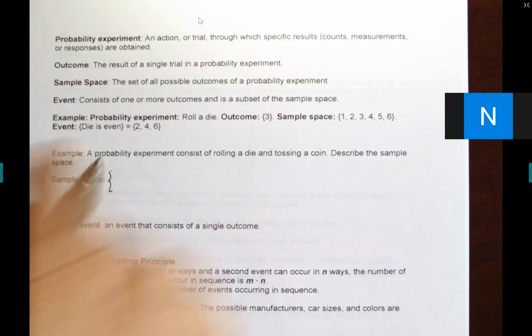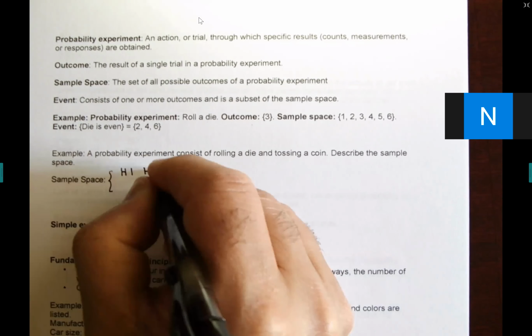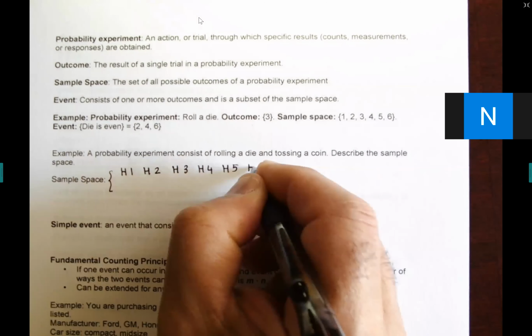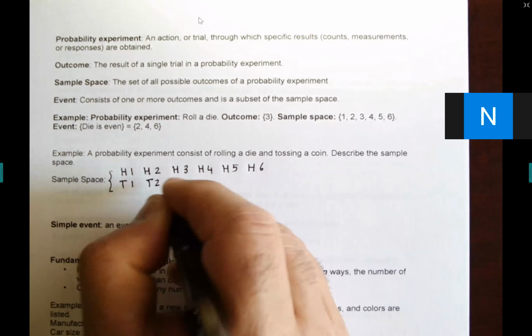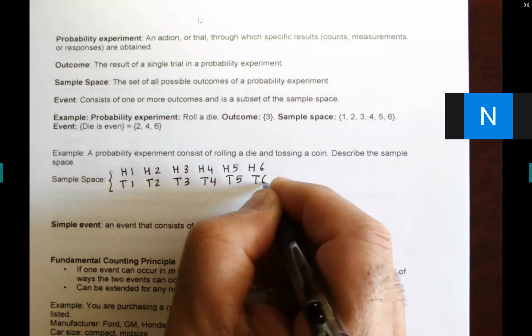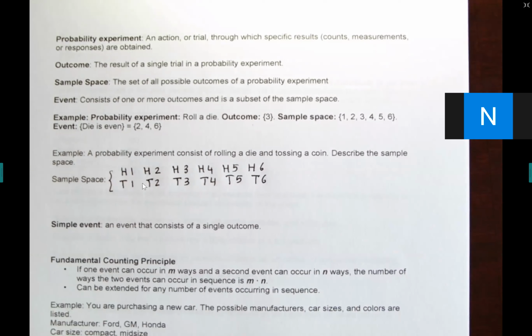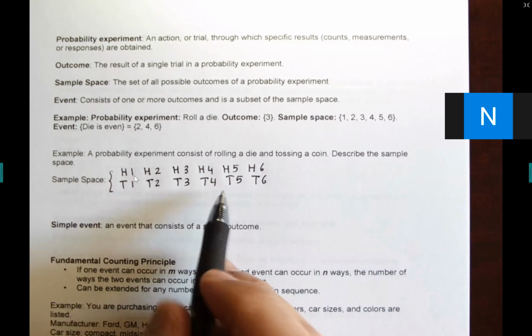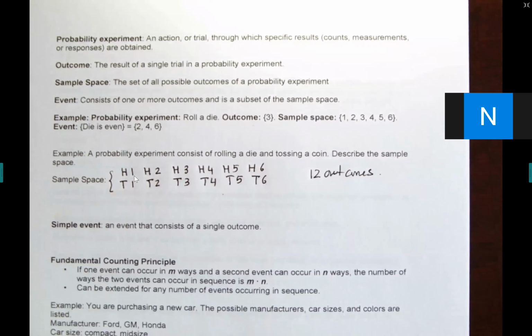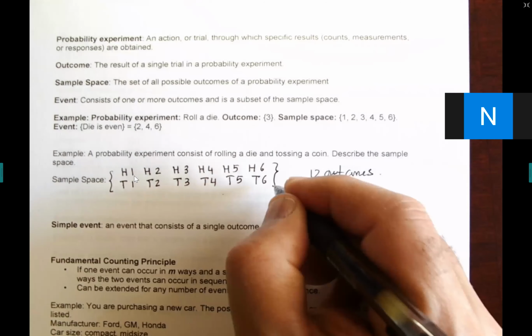Exactly. Students, a head with a 1, a head with a 2, a head with a 3, a head with a 4, a head with a 5, a head with a 6. But you could get a tail with the 1, tail with the 2, tail with the 3, tail with the 4, tail with the 5, tail with the 6. Can you count them for me, guys? How many? 1, 2, 3, 4, 5, 6 times 2 is 12. Okay. There are 12 outcomes in this experiment. This experiment consists of 12 outcomes.